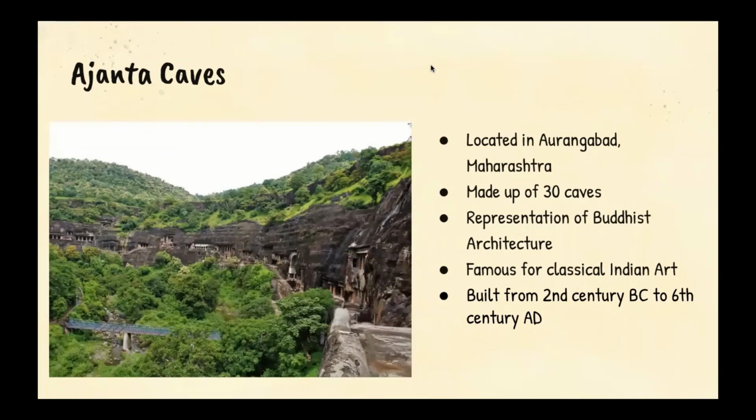Ajanta Caves. Ajanta Caves are located in Aurangabad, Maharashtra. It is made up of 30 caves numbered from 1 to 30, and each is a representation of true Buddhist architecture. Each cave of Ajanta is unique. Paintings in the cave depict the past lives and rebirths of Buddha.